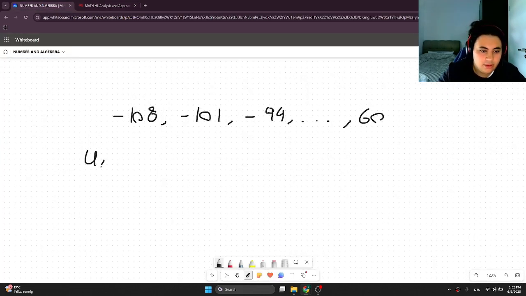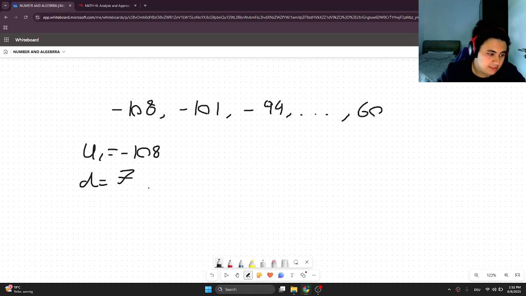So u1 is equal to negative 108, and d is equal to what? We can see that this sequence is ascending, so it's going to be positive. So you have negative 101 minus negative 108. So negative 101 plus 108, you get 7. So d is equal to 7.